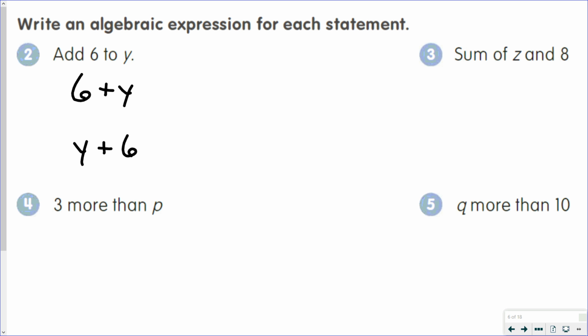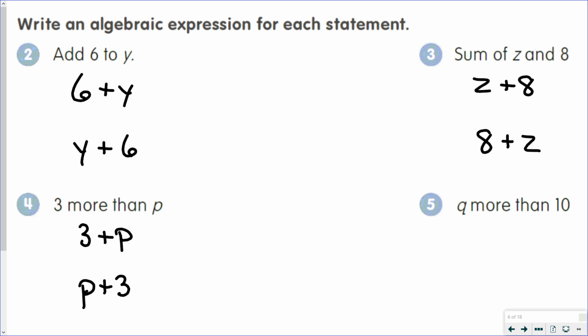The sum of z and 8, z plus 8, or 8 plus z. 3 more than p, 3 plus p, or p plus 3. And then q more than 10 would be q plus 10, or 10 plus q.